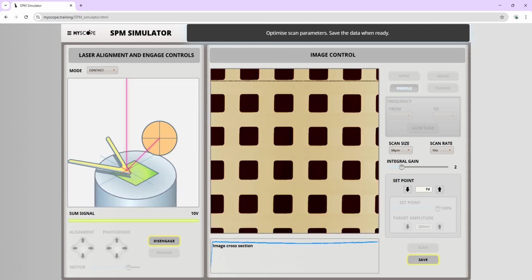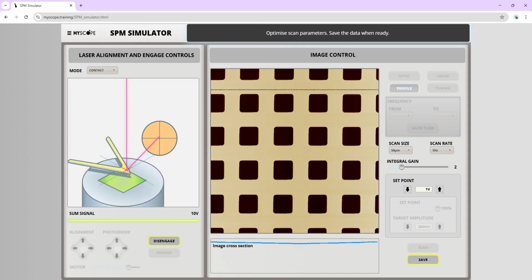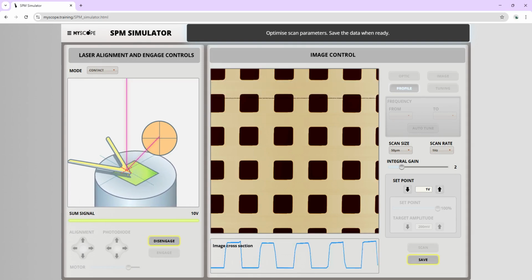This kind of simulation allows researchers to practice using the skills that they're going to need when they're using the real thing.